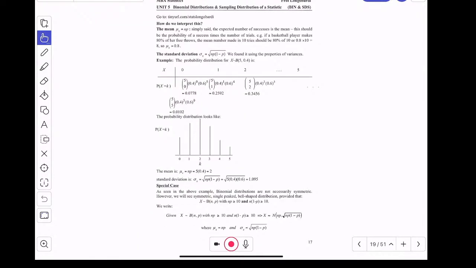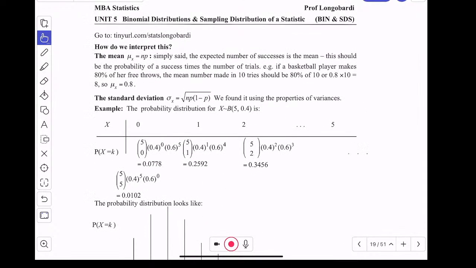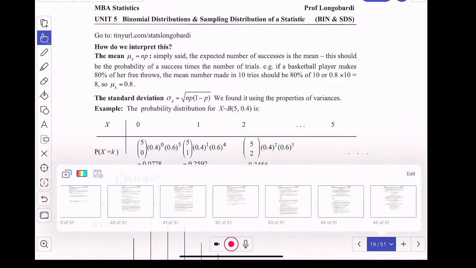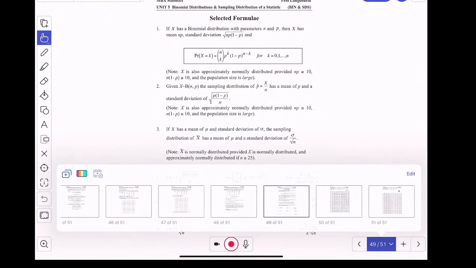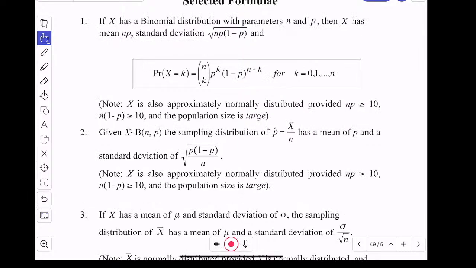So I'm going to start here regarding the sampling distribution of a statistic. However, I want to show you what I'm going to use to teach you over the next 3 days. I'm going to reference this formula sheet at the end of Unit 5. It has all the formulas you need for the final exam.